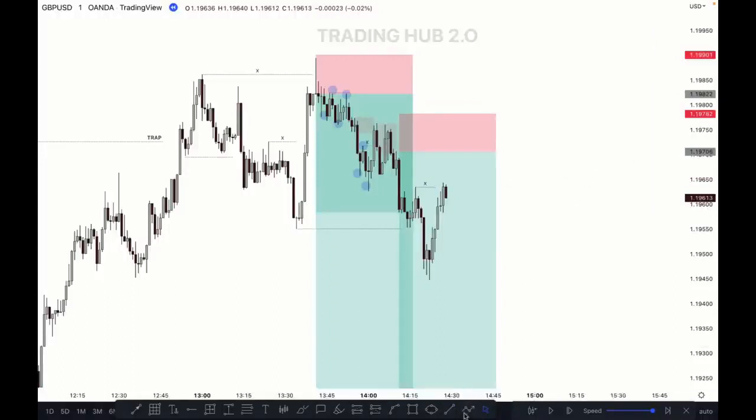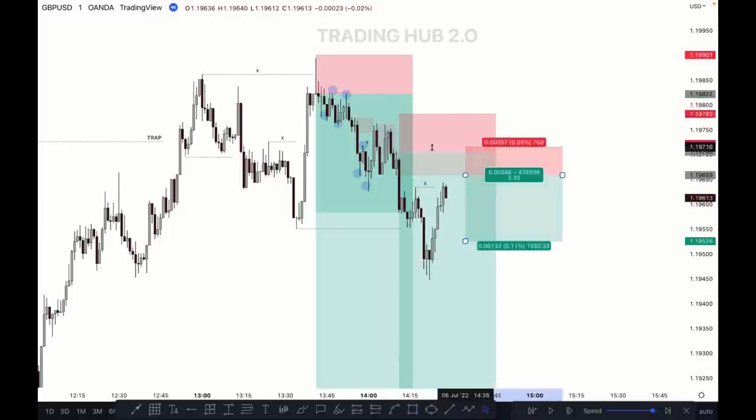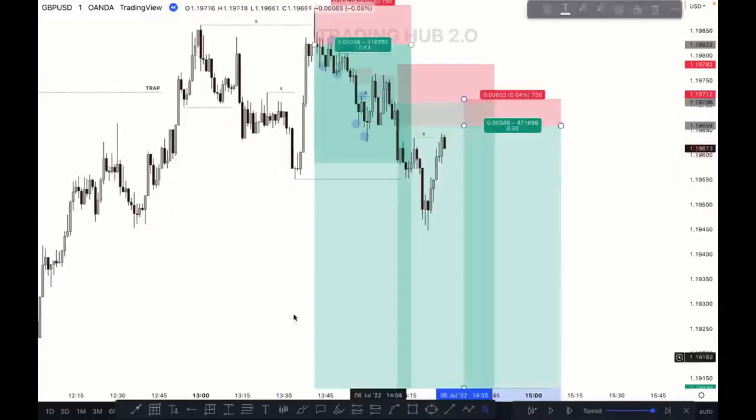Okay, because now structure is moving something like this. Okay, this is minor structure responsible for this move, but this major structure responsible for this big move. Correct. So this high is our inducement. Price must be taken out this high before the sell. So in this case we can sell here also. First entry, sell here, and the next entry will be after candlestick confirmation. Okay, which will be next entry.